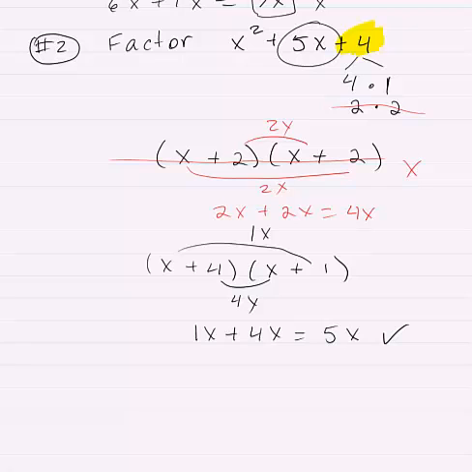Now the next case I'm going to look at is where the last term is negative instead of positive. Okay, so let me scroll this down. Example number 3. So the third example I got is the following. Factor. Here we go. x squared plus 2x take away 3.